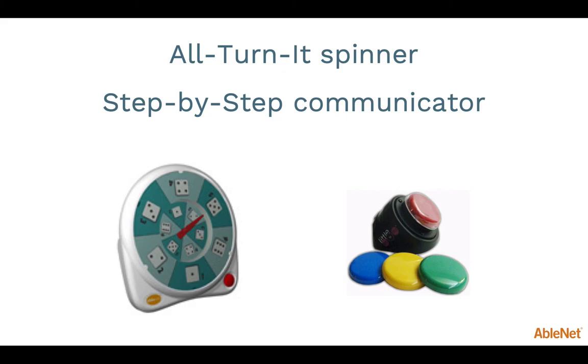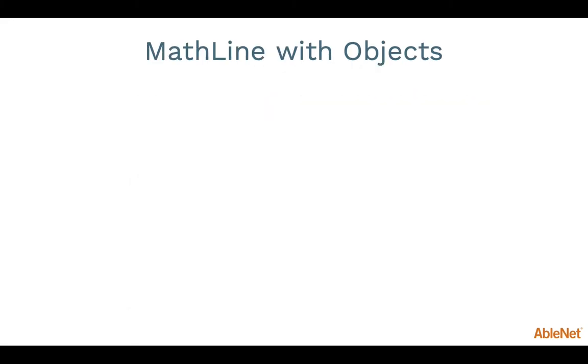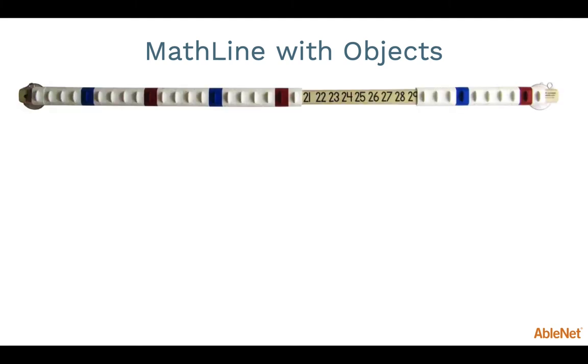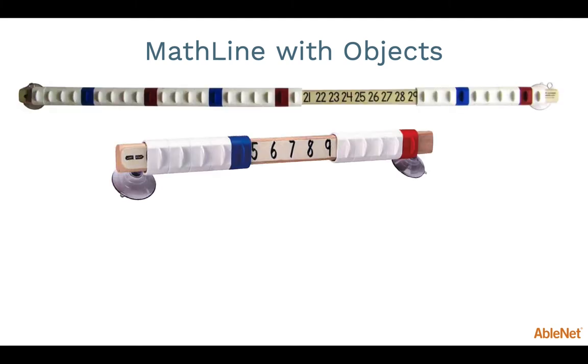In your kit, you have 2 math lines, a large math line up to 31, and a smaller math line up to 10. As you are organizing your kit, be sure that you have both math lines. The math line is a math tool that supports counting, skip counting, adding, subtracting, multiplication, and division.